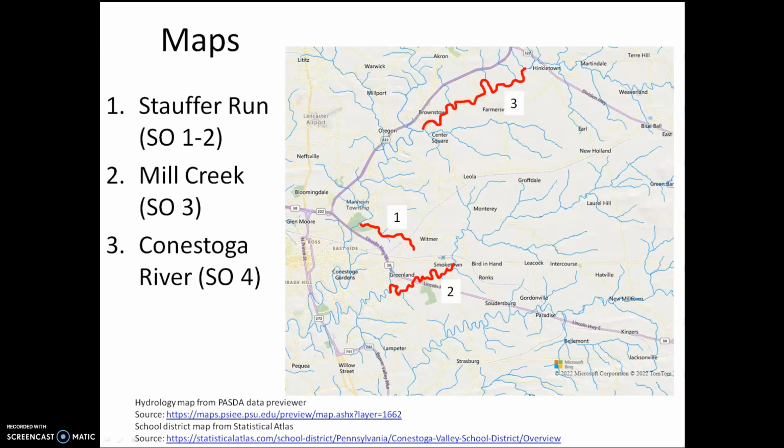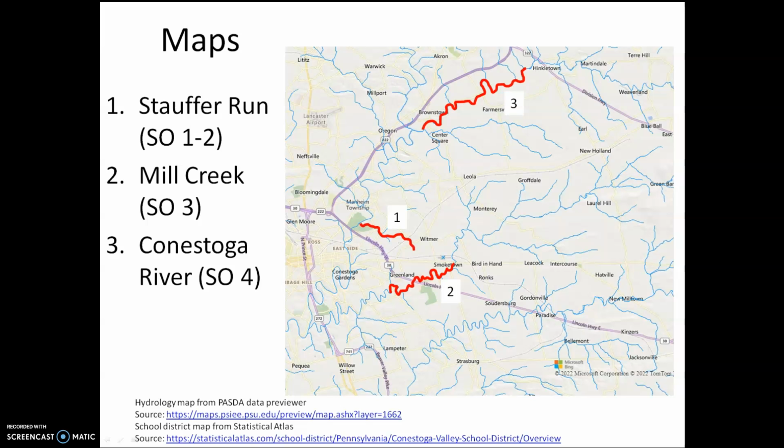So some maps that I've produced so far, this clearly isn't a map produced in any of our software, but I wanted to explain my site selection. So there are 3 streams that I've chosen. They're numbered on the left, 1, 2, 3. Number 1 is called Stauffer Run. It's in the center of the image. Number 2 is called Mill Creek. It's in the southern part.